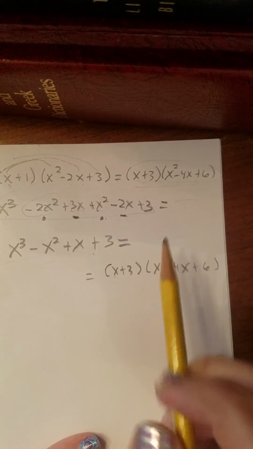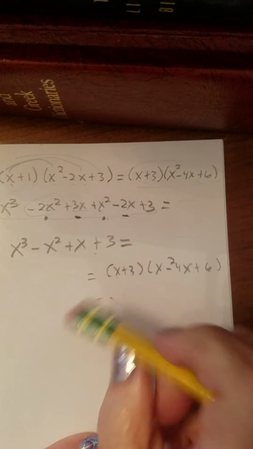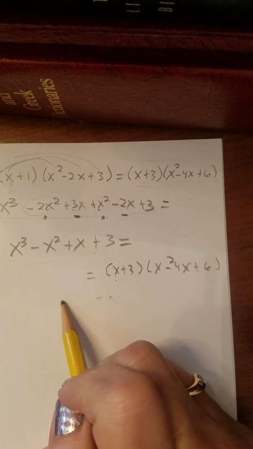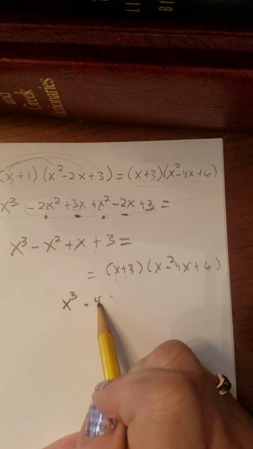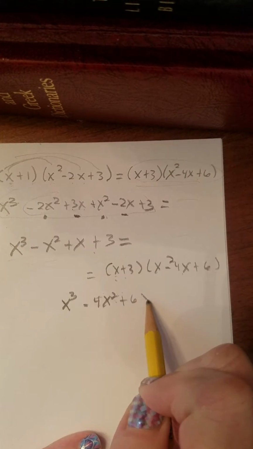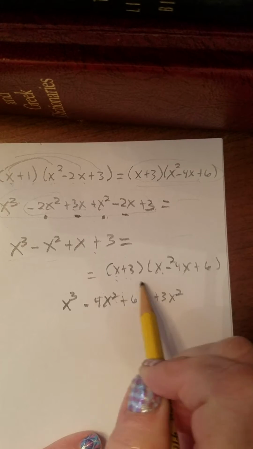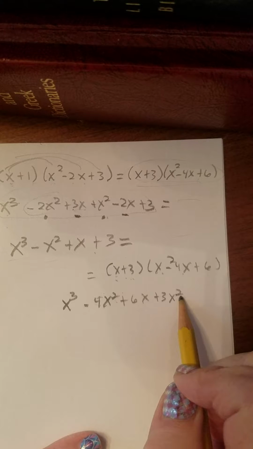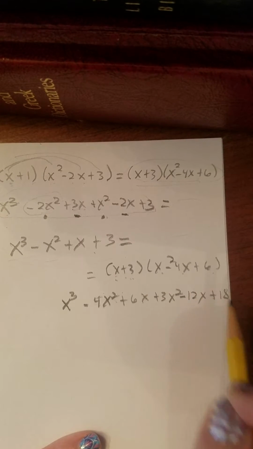So x times x is, well, I'm going to need space. So x times x is x cubed. X times negative 4x is negative 4x squared. And x times 6 is 6x. 3 times x squared is 3x squared. 3 times a negative 4x is a negative 12x. And 3 times 6 is 18.